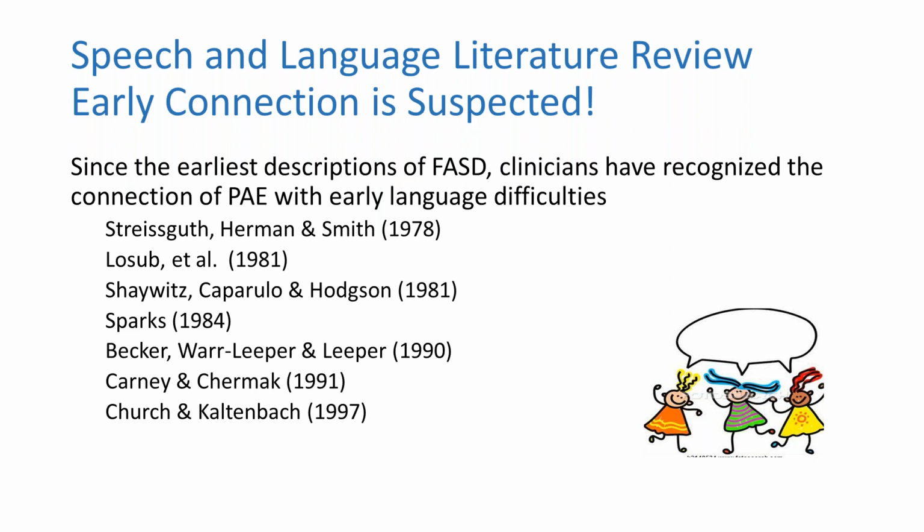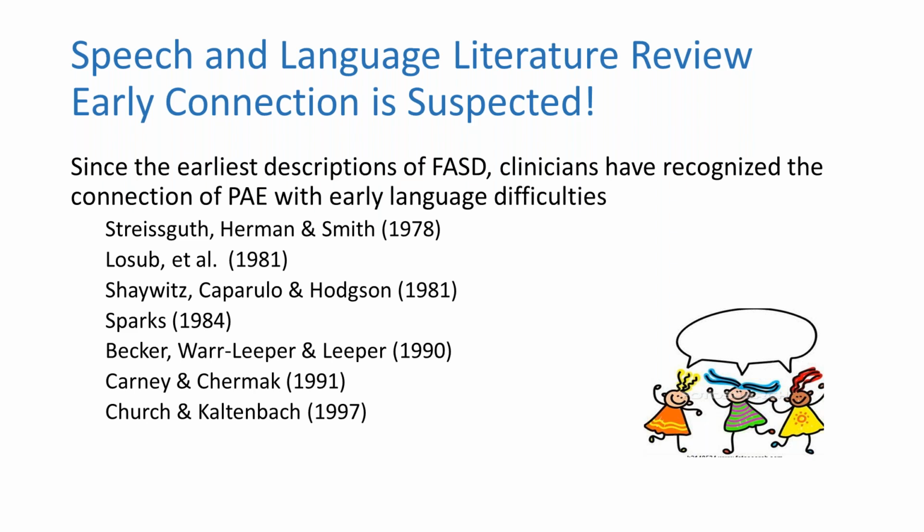So when we look at the literature on speech and language from way back, FASD was first described in the literature around 1978, in the late 70s. And so when you look at research around speech and language, there's a body of literature that's very old now, from between 1978 to 1997. And this literature, for the most part, some researchers found a connection between language and some didn't.